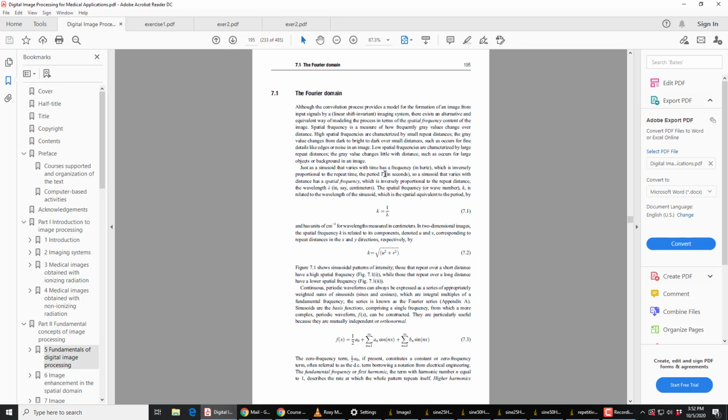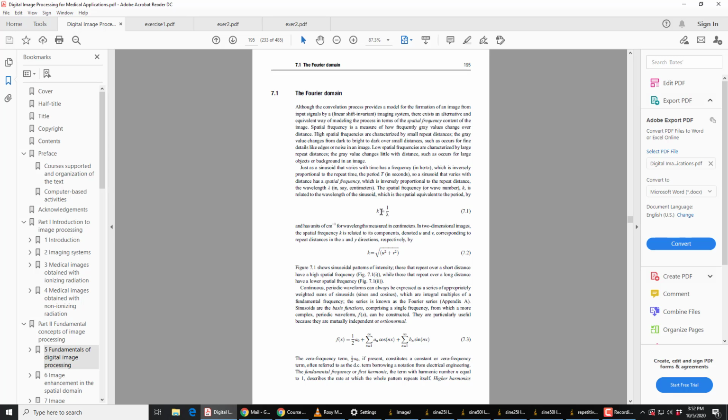Now, our images generally don't change with time. We're looking at a single image. We're going to consider distance instead of time. And the frequency that we're thinking about is the spatial frequency. This is how frequently the brightness changes per unit distance. We're going to call it sometimes the frequency, but the full term is the spatial frequency.